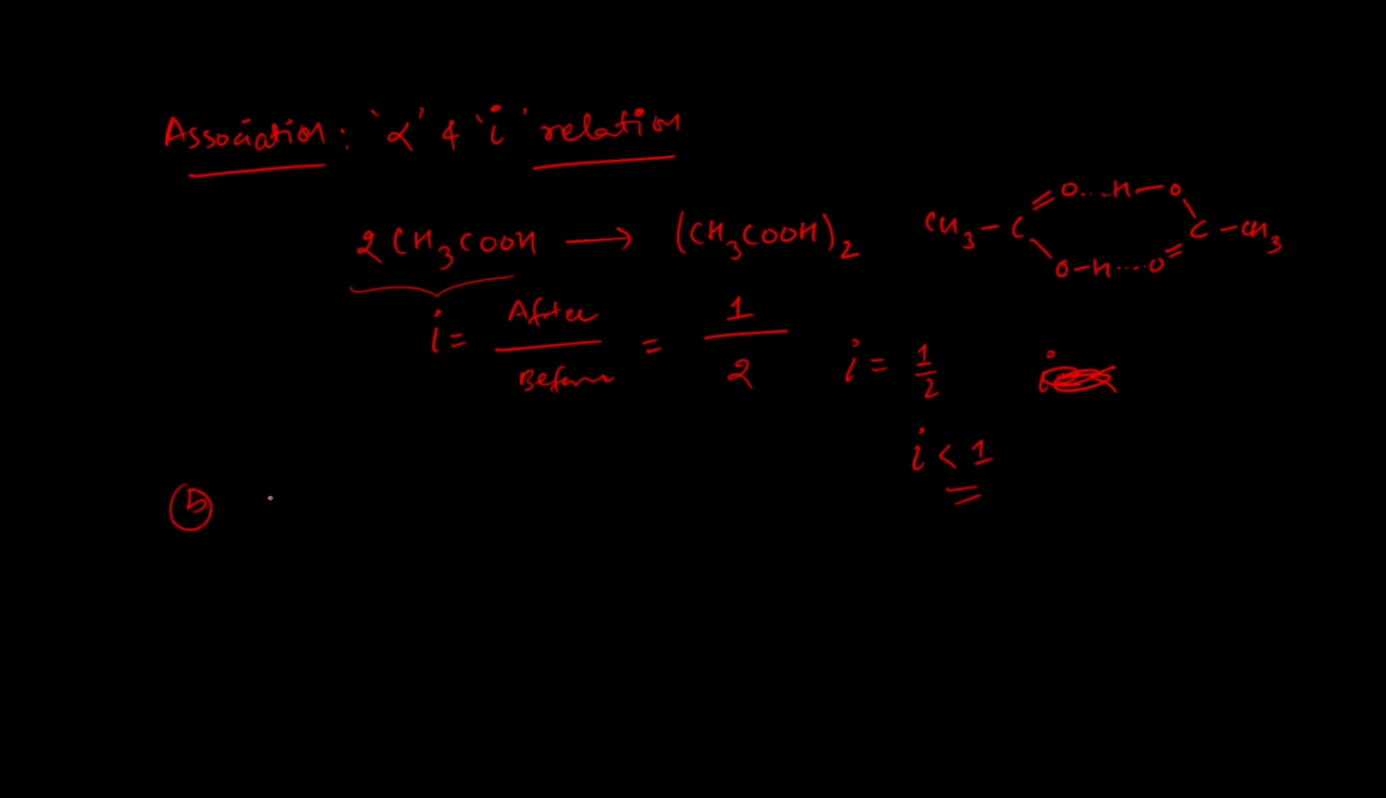Similarly, for any type of association where 3x is getting associated to form x3, i would come out to be 1 by 3. Similarly, you can write for JEE or NEET questions. If 4a is getting associated, forming a4, the value of i would be 1 by 4. That's it. Directly you can write.